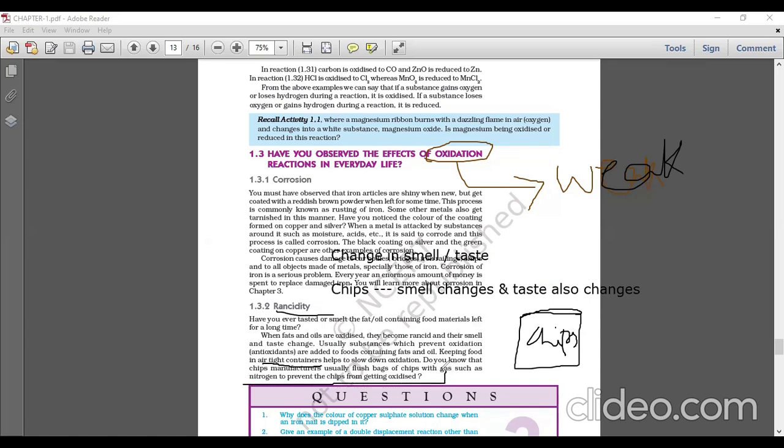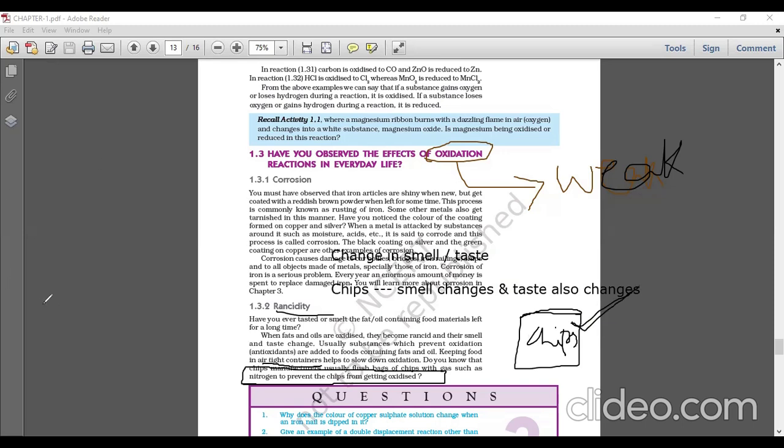The chips get oxidized, the smell changes, and they won't be crispy. Okay, it won't be crispy. So to protect those oily items, which are made up of oil, they will be preserved in tight containers, as well as under nitrogen gas.